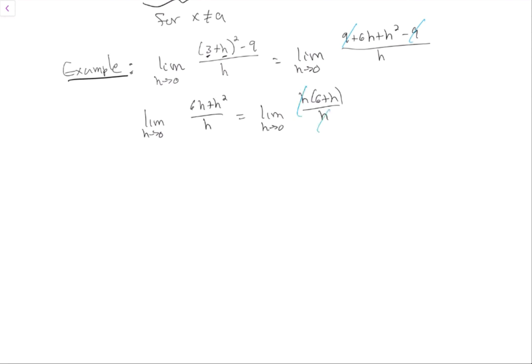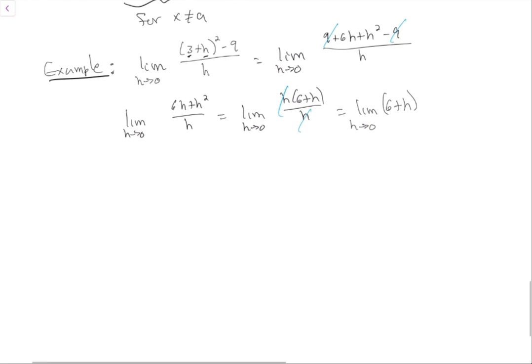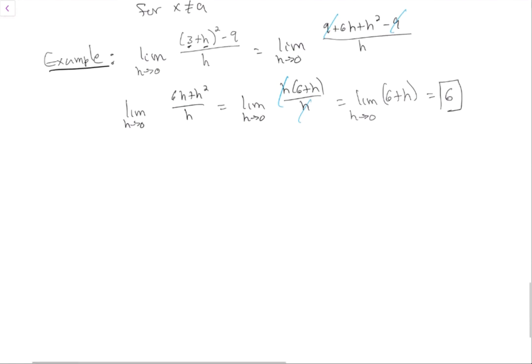So I end up with the limit of 6 plus h as h goes to 0. Now I can finally use the direct substitution. 6 plus 0 is 6, and there's the result of our limit. Now, both of these examples illustrate something unique that we're going to delve into deeper in a later section really soon. And first of all, if we look at this expression that we're on here, if I tried to, let me come back up to my original expression.